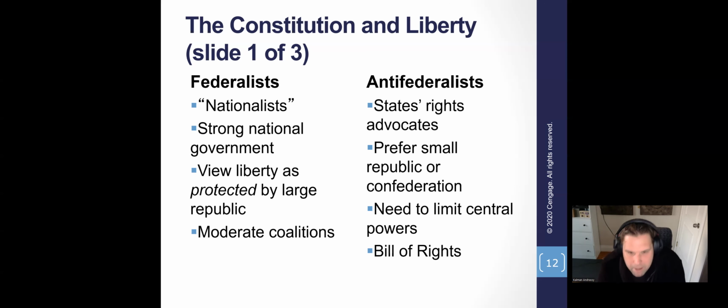The Anti-Federalists, on the other hand, they were more about states' rights. They were more about things should be a little bit more like the Articles of Confederation, just making sure that the problems that existed in the Articles of Confederation don't persist, right? So they wanted a small republic or confederation, and they wanted to limit the central powers. They didn't want a strong monarchy like what came about in Great Britain with King George, right? They wanted to absolutely limit the central powers.